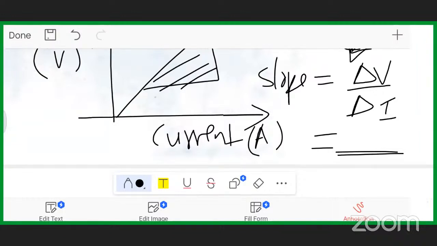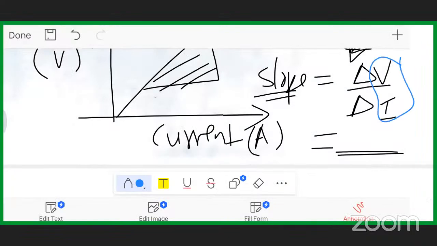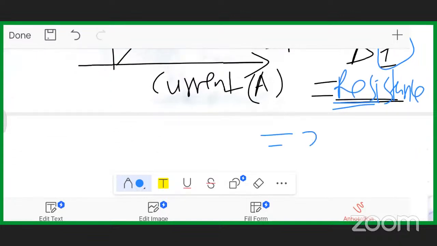For instance, in this case, our slope is given as change in V over change in I. Then you ask yourself, in physics, what does V over I represent? This formula gives what? Resistance. Resistance, very good. So the slope is always equal to the resistance of whatever you're investigating. So if you get the value of your slope, maybe it is 2.3, you have to give it a unit, and the unit will be ohms.